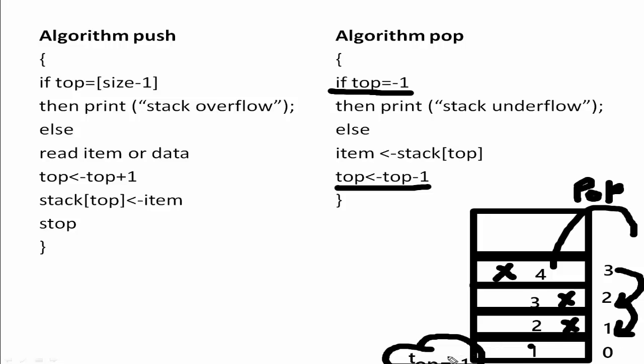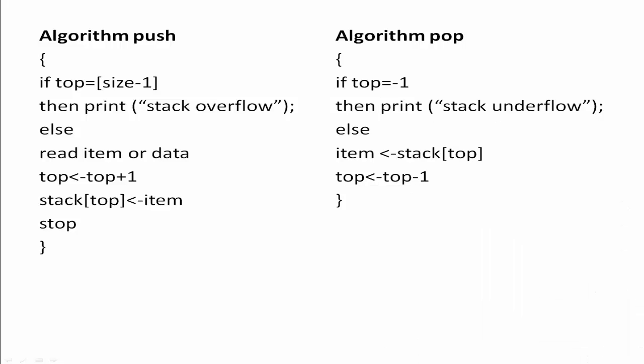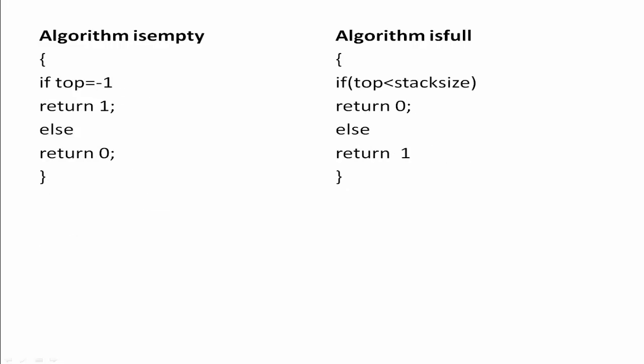So if top equal to -1, then we cannot pop any item, and it is going to print the value stack underflow. So now we need to check other conditions, whether the stack is empty or the stack is full. If top equal to -1, it has to return 1. It means it has not executed successfully. 1 defines not executed successfully, else return 0. Return 0 specifies it has executed successfully.